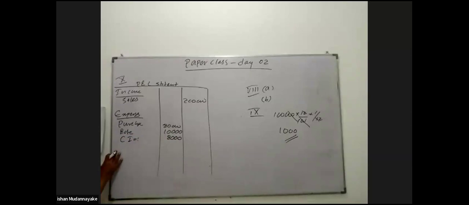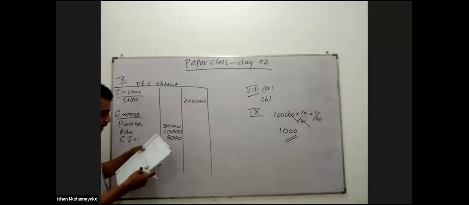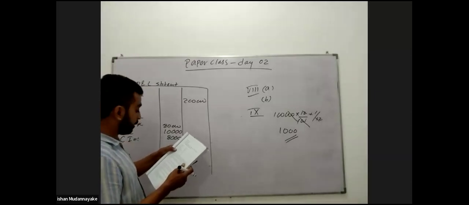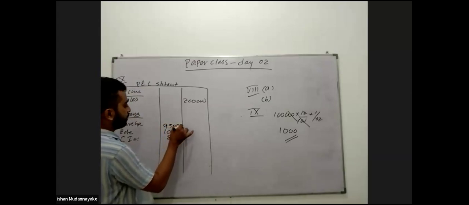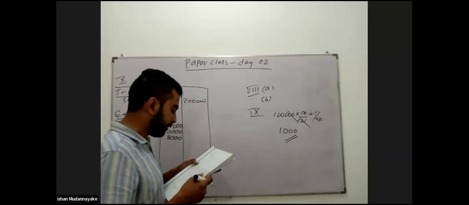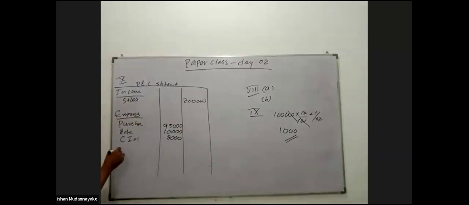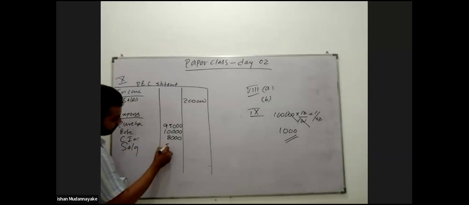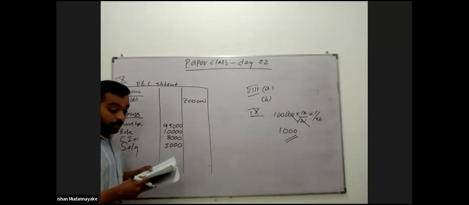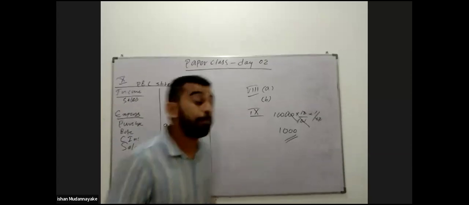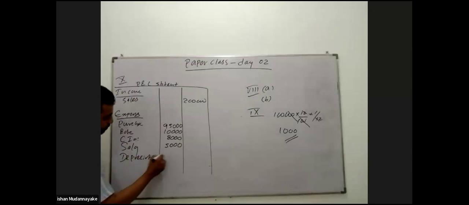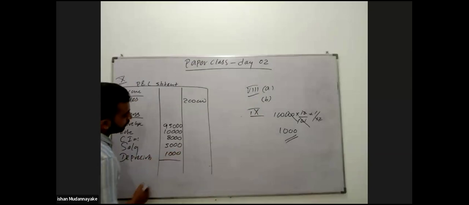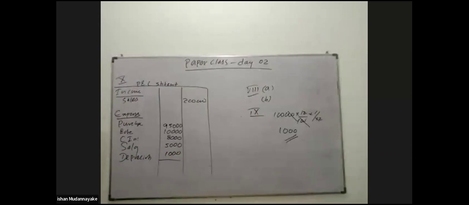Carriage inward expense 8,000. Credit purchases of fruit 50,000. Then total purchases how much? Total purchases 95,000, cash purchases plus credit purchases. Salary 5,000. And then my another one is depreciation, 1,000. Right. I'm going to calculate the profit.